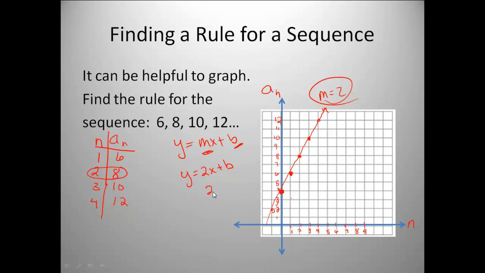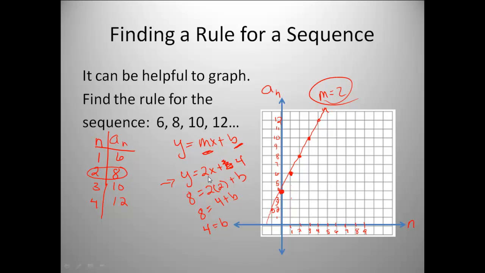Now the 2 represents our x value, so I'm going to plug that there. The 8 represents our y value. When I solve this out for b, I get 8 is equal to 4 plus b, subtract 4 from each side, and I do get b to be 4. So now when I come back to my equation of my line, instead of a b there, I'm going to put a 4. Now we're really close to having our rule.